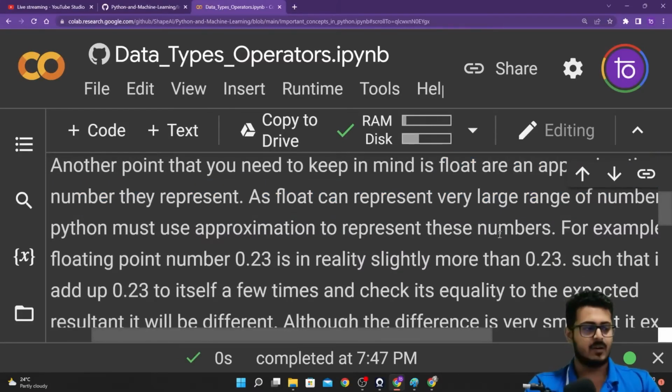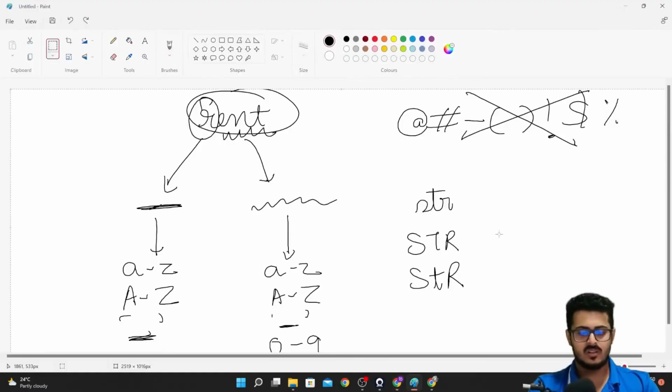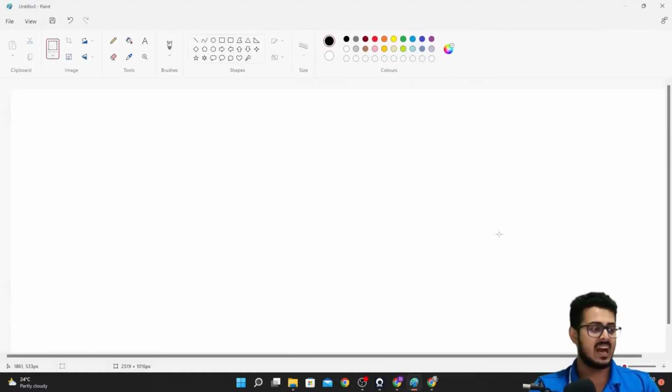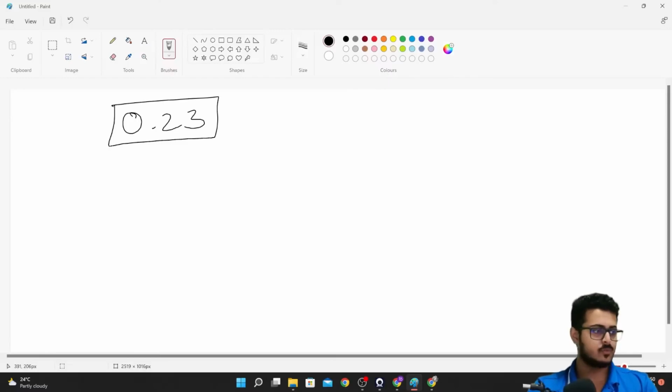Now, let's come to the point itself. Floats can represent a very large range of numbers. After a decimal point, there are up to 32 decimal places with which you can write the number itself, so there are a lot of numbers that floats can represent. Let us try to understand it. First, let's see what happens over here. For example, if I'm writing a particular float, 0.23, this is a float that I'm creating. a = 0.23.